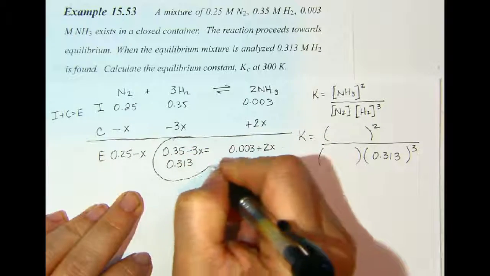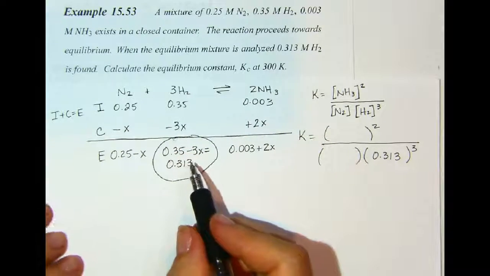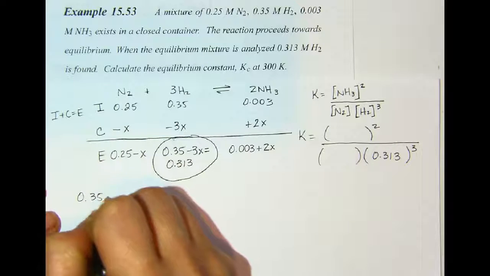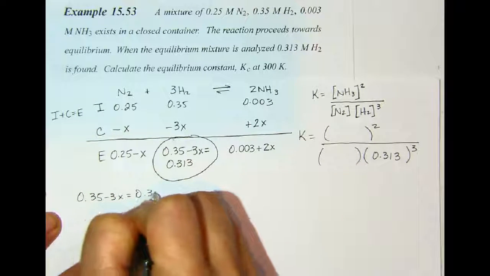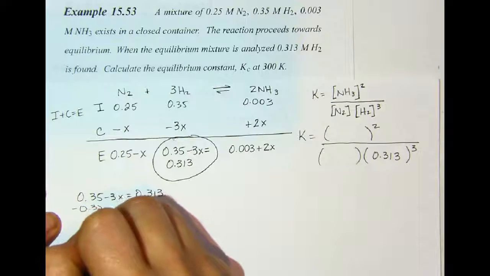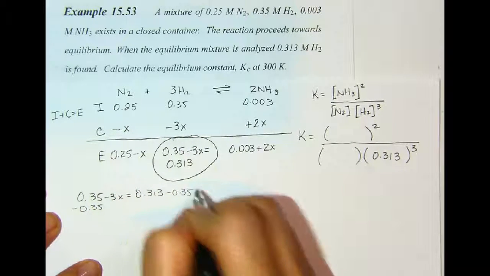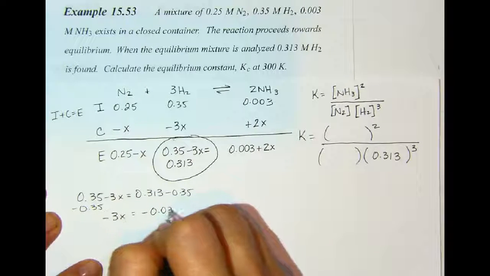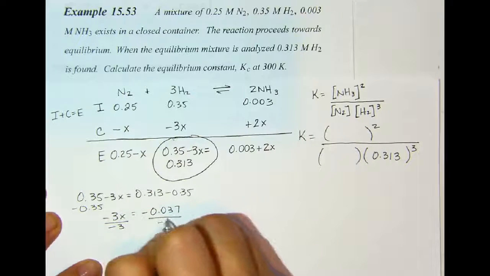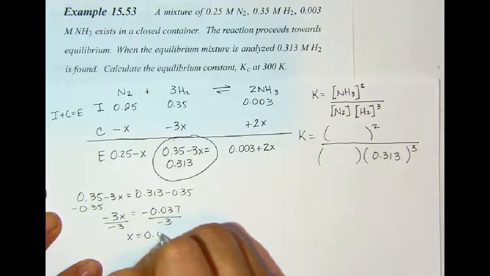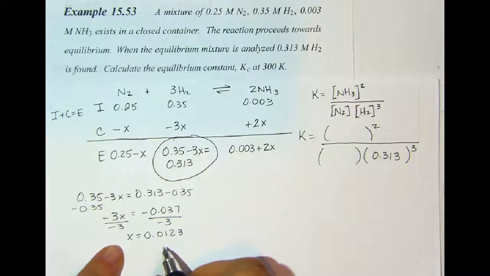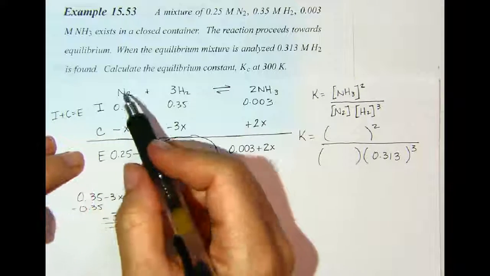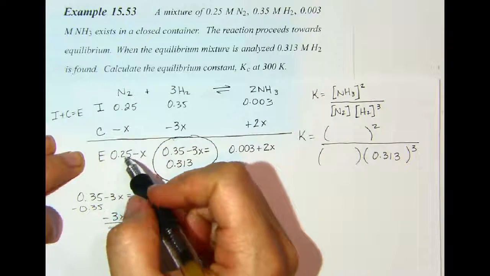So because I know this piece of information, I can actually figure out the value of x. I'll take 0.35 minus 3x equals 0.313, subtract 0.35 from both sides, and I'll have negative 3x is equal to negative 0.037, and then divide both sides by negative 3, which gives me x equals 0.0123. So now that I know the value of x, I can plug it in to here and here to determine nitrogen's concentration at equilibrium.